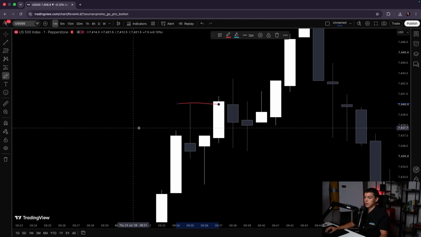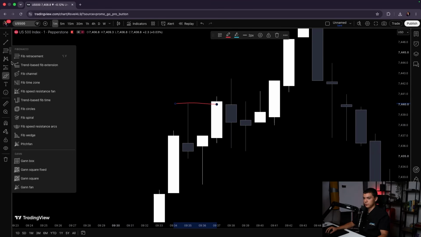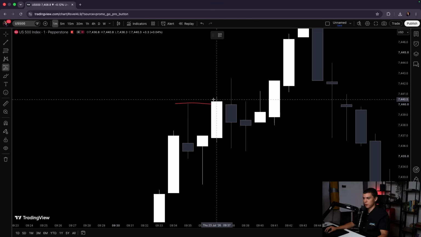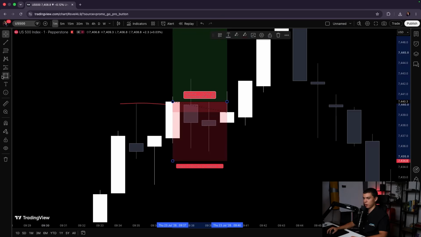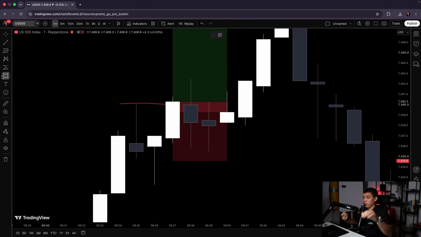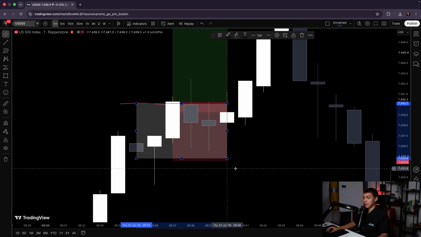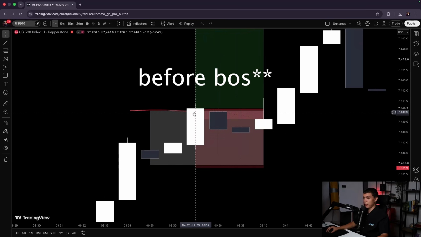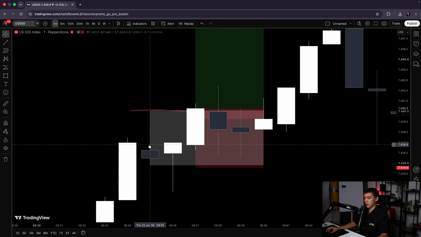Since this is a pretty strong trend, here's what I could have done. Where's the long position? Boom. I could have entered right here and put the stop loss below the order block. And now here's what an order block is. An order block is the most previous down candle after the break of structure to the upside. So this is the most previous down candle. Think about it.